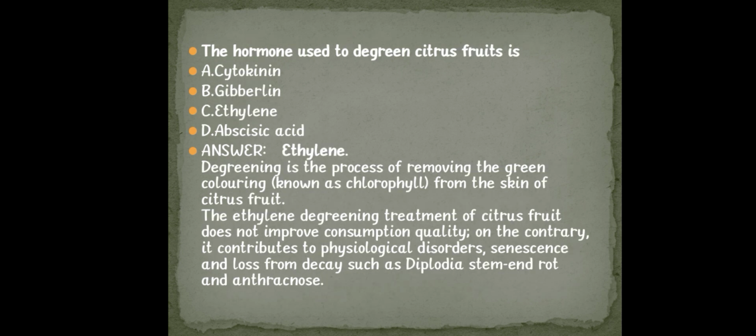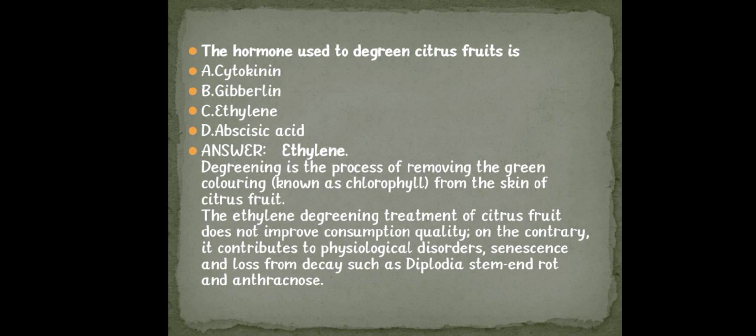The next question: the hormone used to degreen citrus fruits. First cytokinin, second gibberellin, third ethylene, fourth abscisic acid, and the answer is ethylene. So what is the degreening process? It is removing the green coloring from the skin of fruits. This degreening is mostly followed in banana and citrus. What is that method? Here there is loss of chlorophyll due to the addition of ethylene.